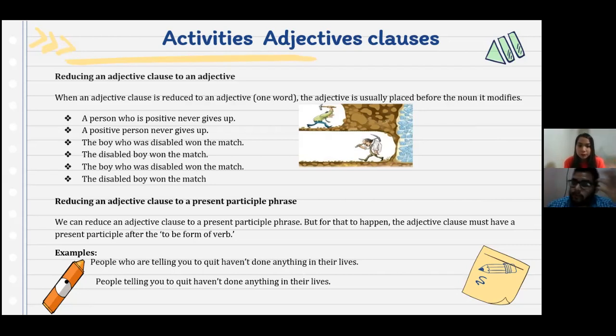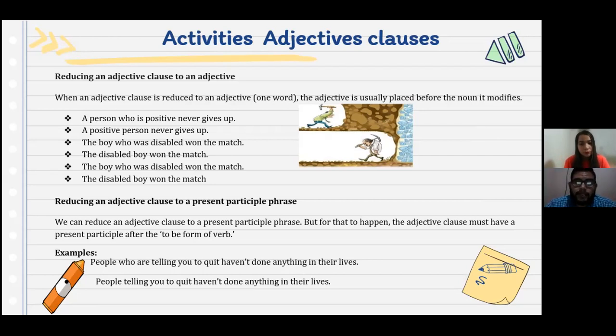If you see, there are some structures you can use, for example, the present continuous and past continuous. In all the tenses you can use the adjective clause, and there are some rules for using it. It depends on the sentence you are talking about. In this case, the third is, for example, "the boy who was disabled won the match." In this case, it's past continuous. You can use this in the adjective clause, depending on the context you are using.